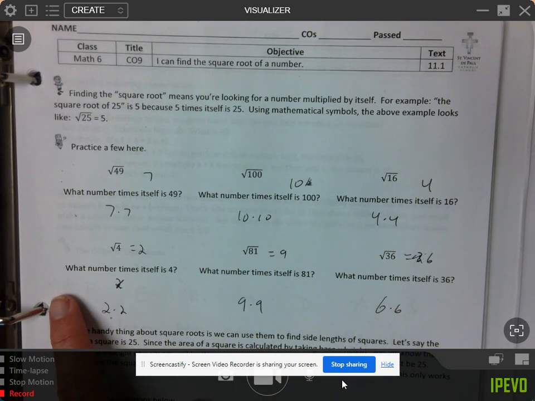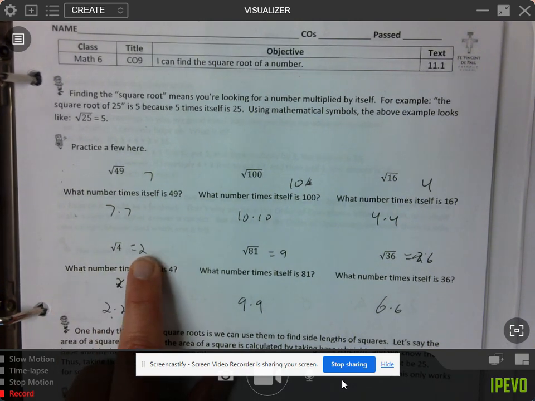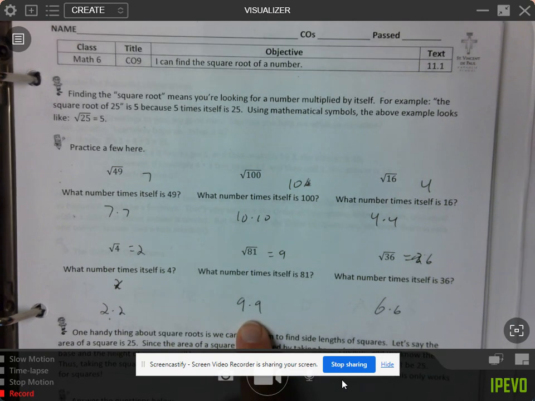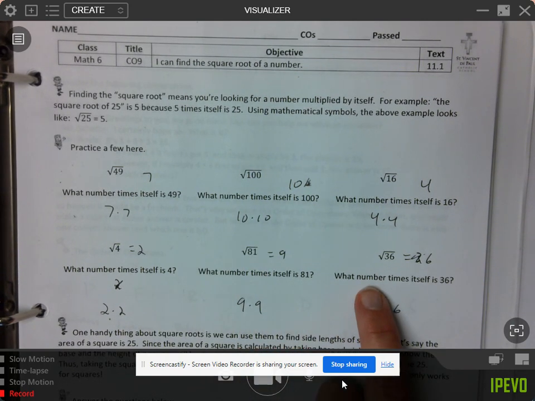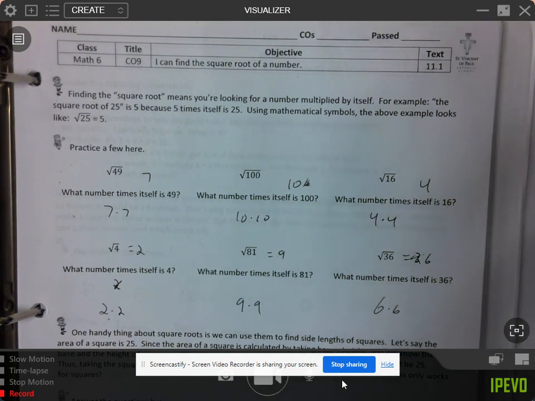So what number times itself? Oh, square root of 4 is 2, which is 2 times 2. Square root of 81 is 9, which is 9 times 9. And the square root of 36 is 6, which is 6 times 6. So remember, when we square a number, we multiply it by itself. When we find the square root, we figure out what number we are multiplying by itself to get that square root.